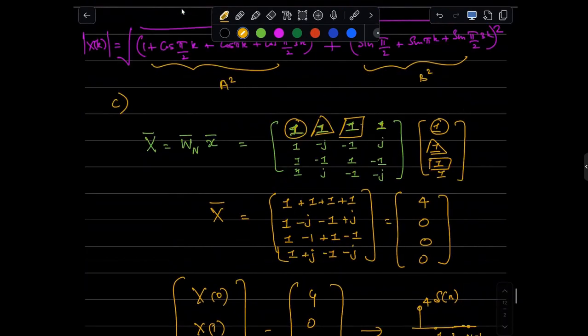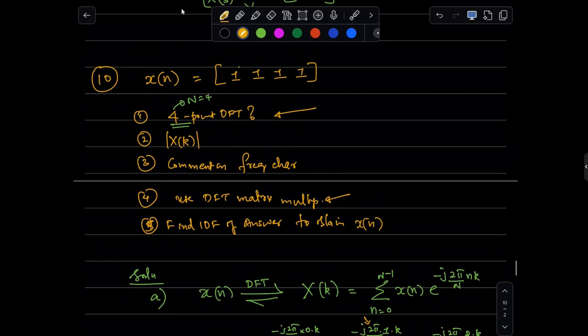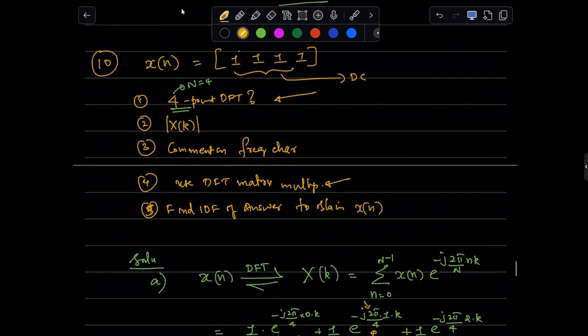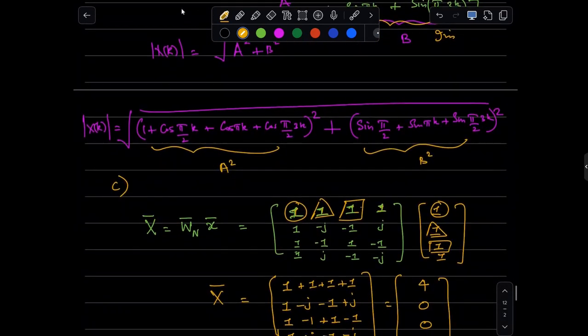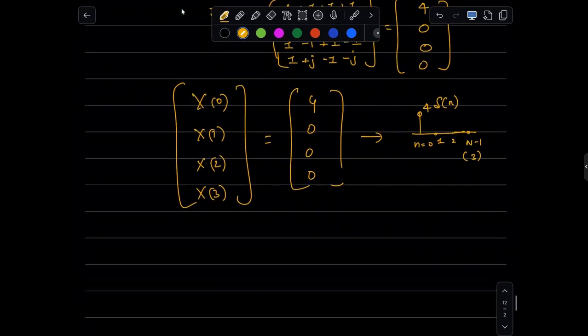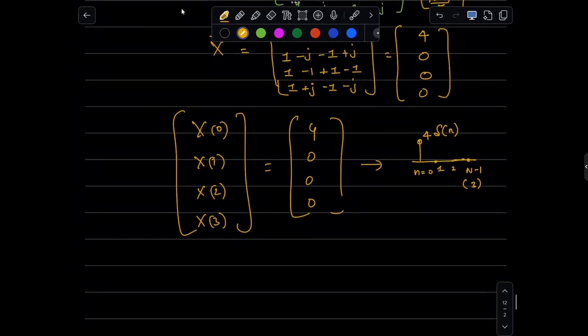So you see here, in our question, this is similar to a DC. That means all the amplitudes are the same, a constant signal. So if it is a DC, you know that the Fourier transform in the continuous case is, sorry, if it is a DC, the Fourier transform is a delta function at n equal to 0. So we are getting something similar.